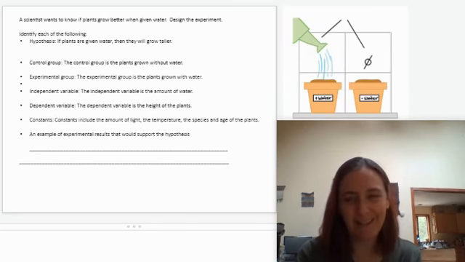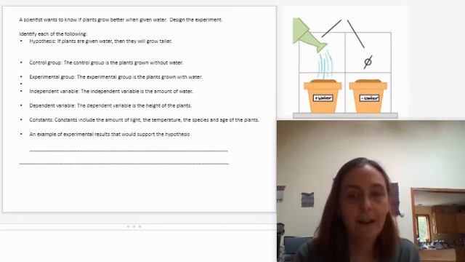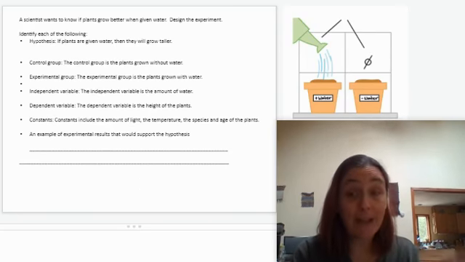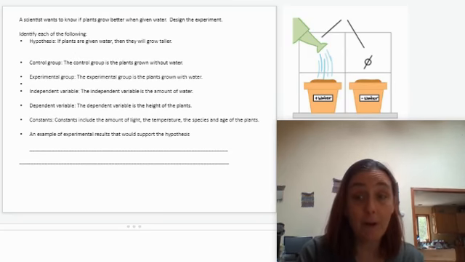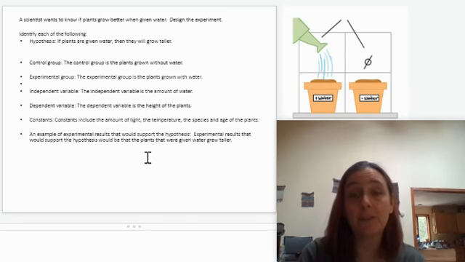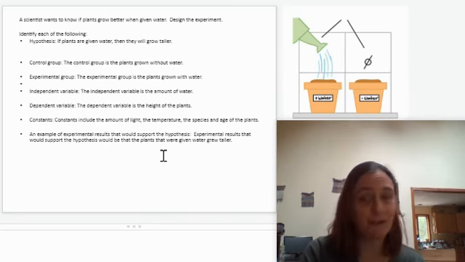And what do you say? It's like one of those questions. You're like, what do they want me to write? Easy. Just restate your hypothesis, instead of as a prediction, as what actually happened. So not if plants are given water, then they will grow taller. Just, the plants that were given water grew taller, right? The experimental results that would support the hypothesis would be that the plants that were given water grew taller. Done deal. And that's how you do one of those open-ended Regents questions.